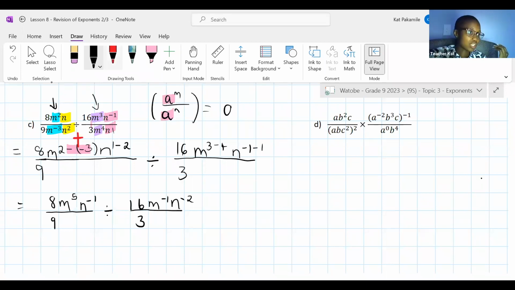I just did this section first, and then I went and did that section after. Do we see that? I rewrote 8 over 9 because we did nothing to the numbers. And I wrote 16 over 3, same reason, we did nothing to the numbers. Then I said m, keep the base, subtract exponents. 2 minus negative 3. It wasn't a minus 3, it was a negative 3.